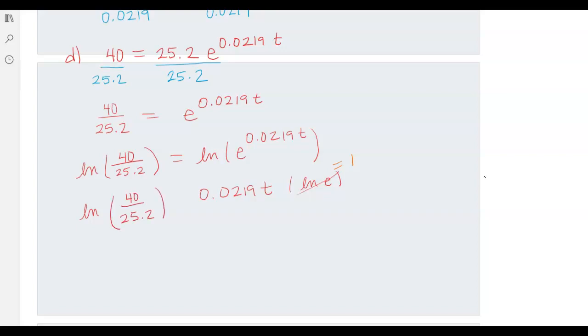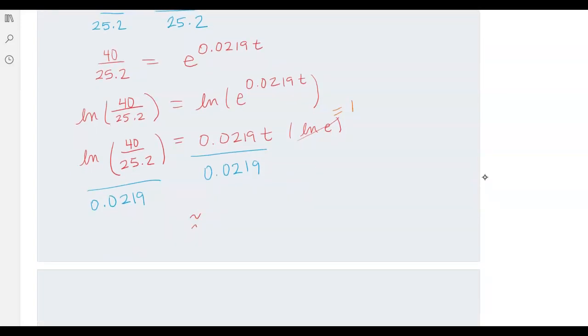And then divide both sides by that decimal number and plug into a calculator. So plugging this into a calculator, we get that t is approximately 21 years.